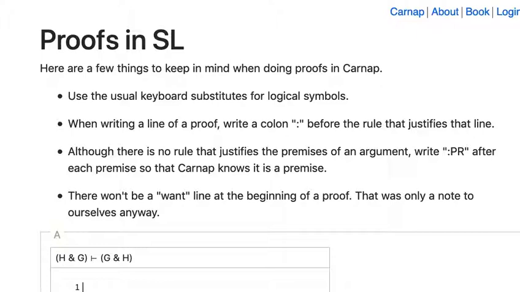Finally, we won't write in "want" at the beginning of the proof. That was just a note to ourselves anyway. We still want to keep in mind what it is we're trying to prove, because that's the sentence we're headed toward. When we get to the conclusion, we're done with the proof.